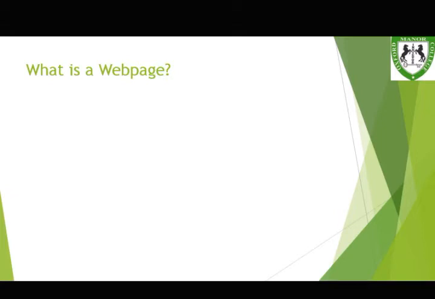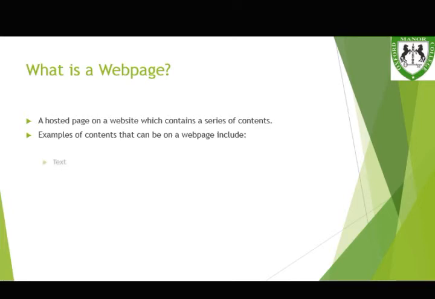Now, what is a web page? A web page is basically a page hosted on a website which contains a series of contents. This content could include text, images, and multimedia items such as videos and audio files. Examples of typical websites that make use of a lot of videos and audio files would be YouTube, Vimeo, and so on. Even Facebook does that. I think Facebook makes use of a combination of these things.